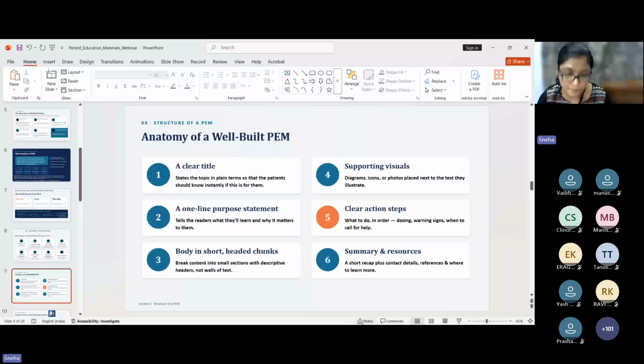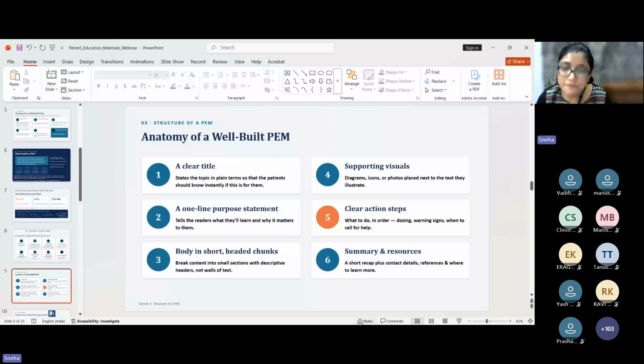A one line purpose statement, it will tell the readers what they will learn and why it matters to them. What is the basis of this article? What this article is going to describe to them. That is very important. A body in short, headed chunks. Break content into small sections with descriptive headers, not walls of text. There should not be walls of text, too long texts. There should be body in short, headed chunks.